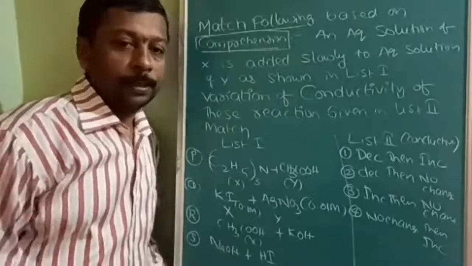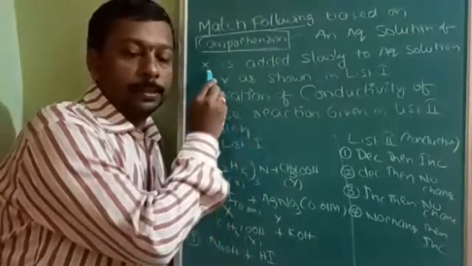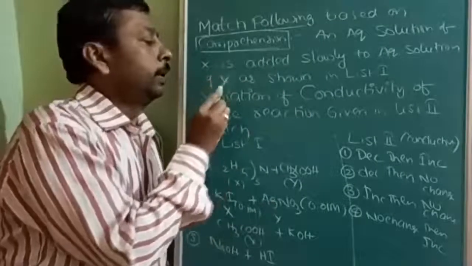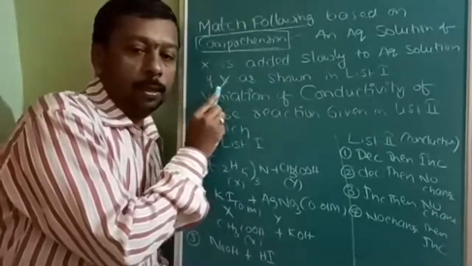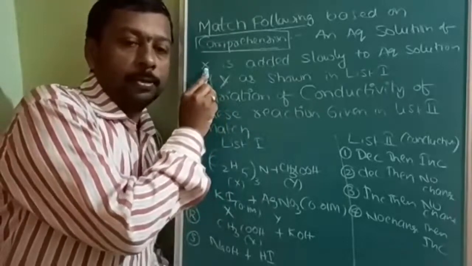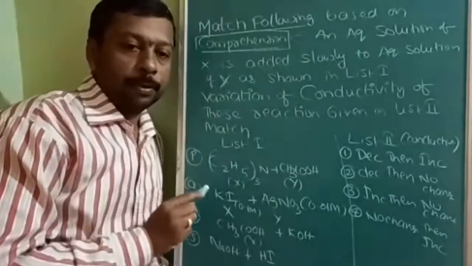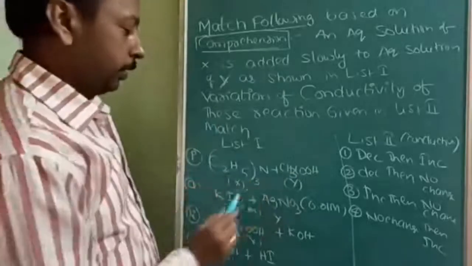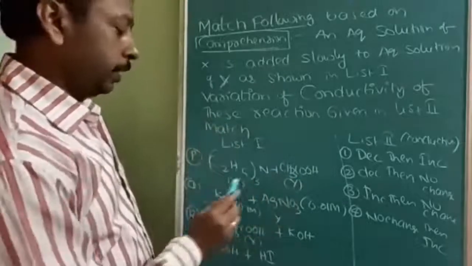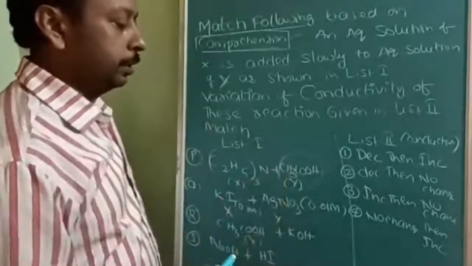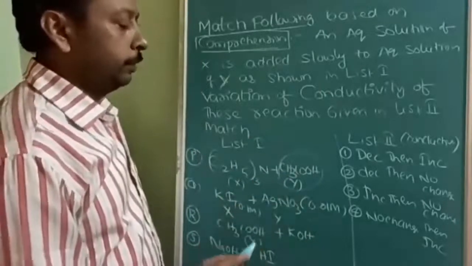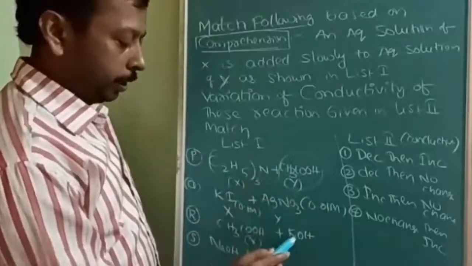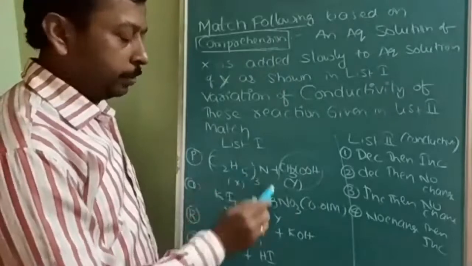So the comprehension is that aqueous solution of X is added slowly to the aqueous solution of Y. That means Y you should keep in the conical flask and X you should take in the burette. Now you are adding this to this. X is added to Y. That means you should start with respect to Y, that is acetic acid, AgNO3, KOH, and HI. Then the effect should be studied.